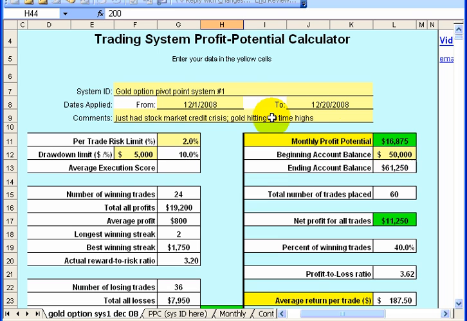Now you can sit there and look at your system, or like I said, if you're considering buying a system, trying a system, whatever. This right here tells you what the monthly profit potential is if you stick to the system and you trade it well. This is the profit potential. So we've got a couple other tabs to take a look at. Let's go ahead and move on to the next tab.